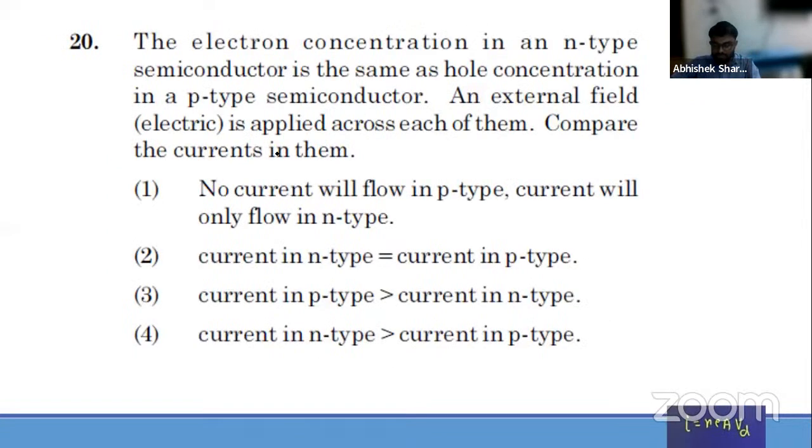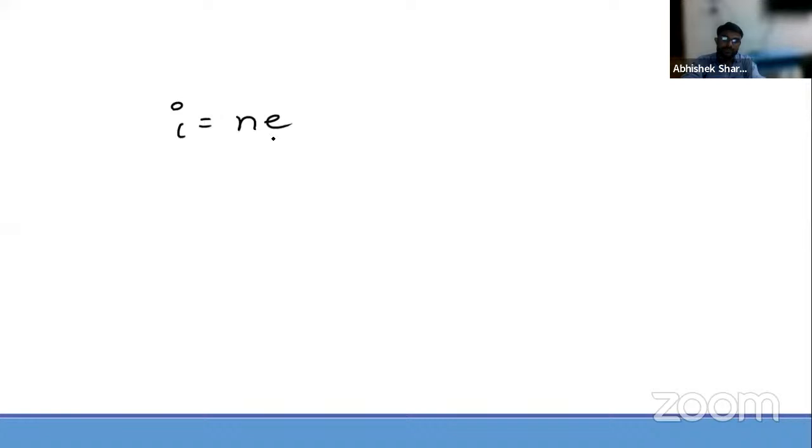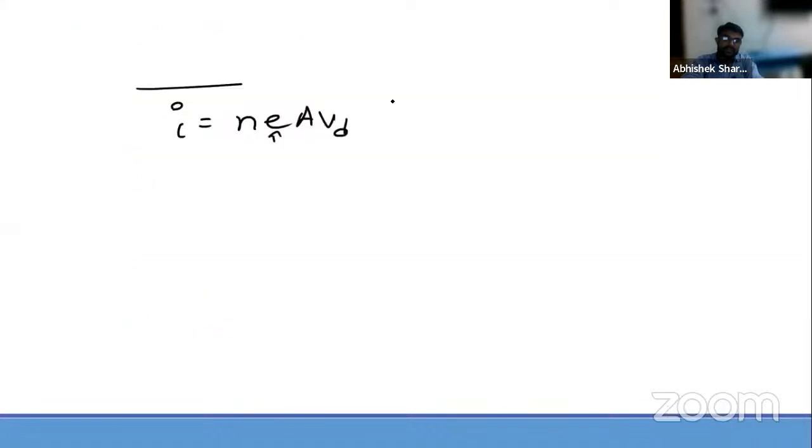Now let us see the 20th question. Again, theoretical aspect, and it's asking your conceptual clarity again. So remember one thing, students. They're asking you basically where the current will be higher, in the P side or in the N side? We know the equation of the current which is given here at the right bottommost corner. It says I, current, is equal to number of charge carriers per unit volume, electron charge, area of cross section, and drift speed of the charges.